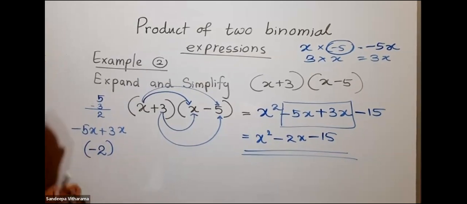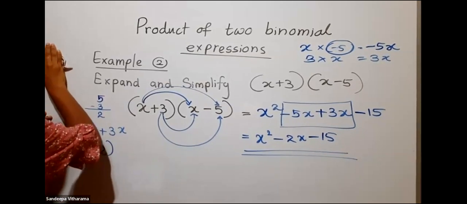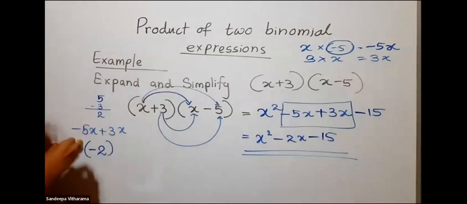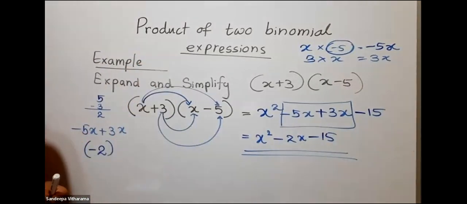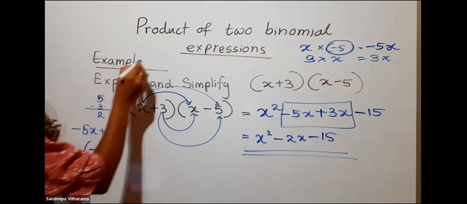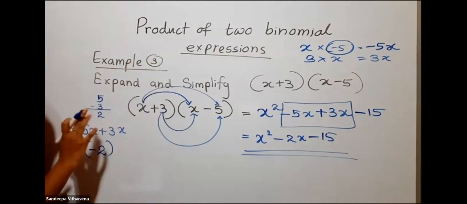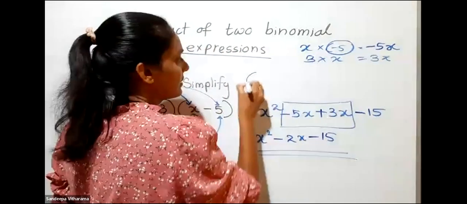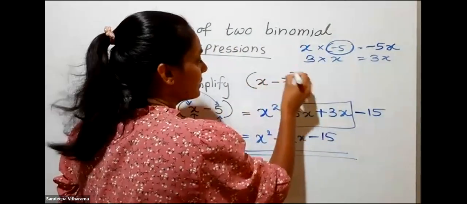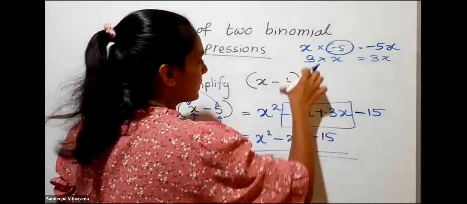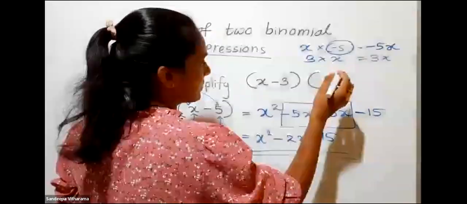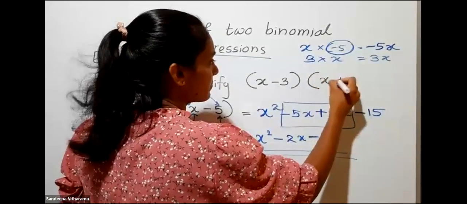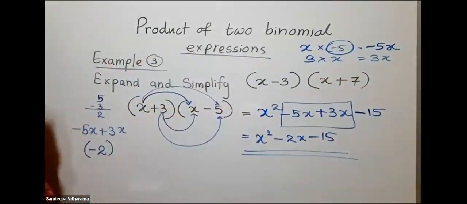Okay, then after, let's go to another example. It is example 3. Expand and simplify. It is x minus 3 times x plus 7. Okay, try to do this one.